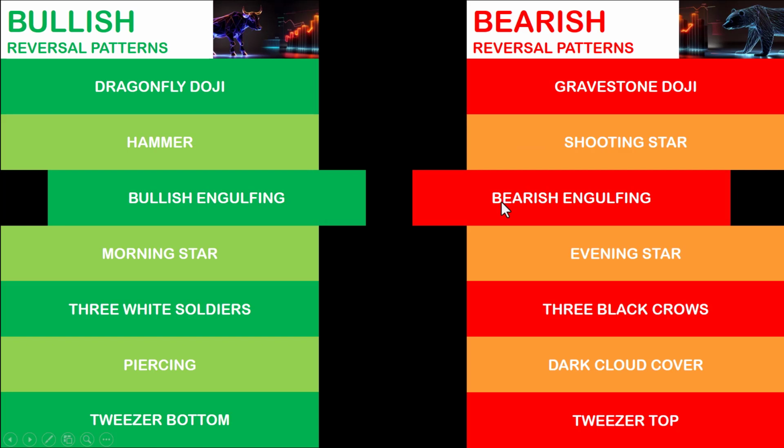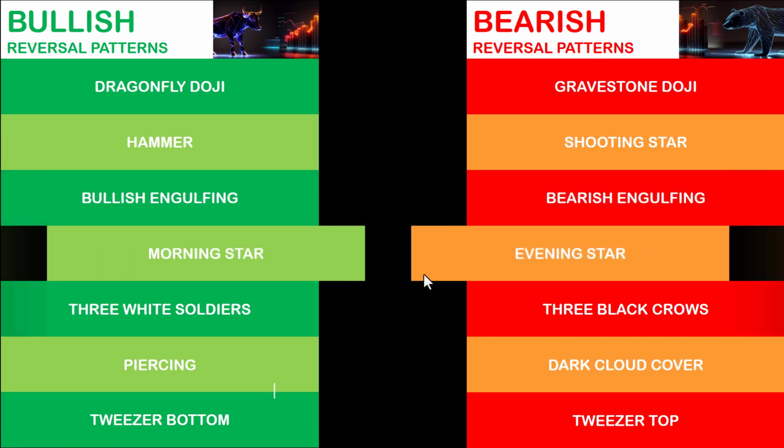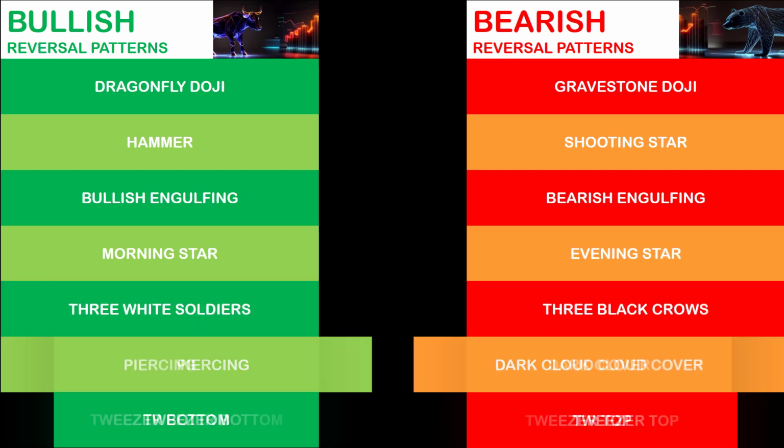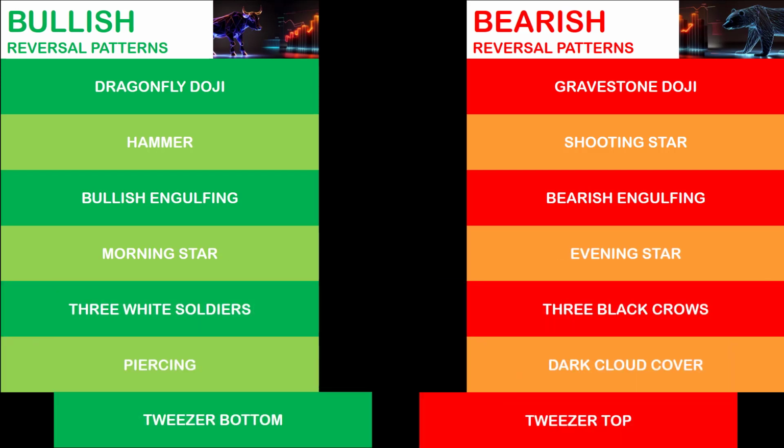Bullish engulfing and bearish engulfing, just the way I showed you: bottom of the downtrend, top of the uptrend. Morning star and evening star, 3 white soldiers and 3 black crows, piercing pattern and dark cloud cover, and then tweezer bottom and tweezer top. So you see that they are just opposites. If you know how to trade one, definitely you know how to trade the second candlestick pattern. So let's go to how they are formed.